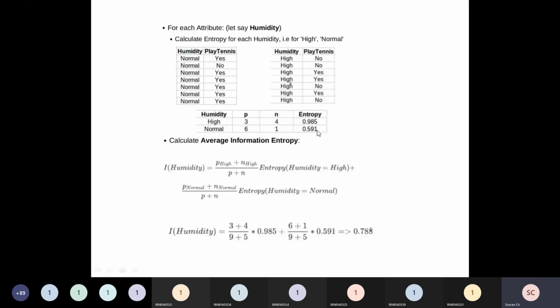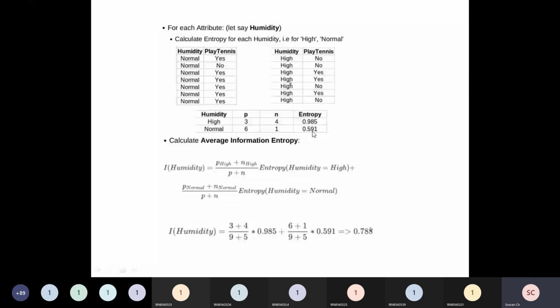Entropy calculation is done by the formula which we have already discussed, which we have seen a couple of times already, right? Minus P by P plus N, log of P by P plus N, minus N by P plus N into log of N by P plus N. So that formula you will apply. P and N values are given here. You apply the entropy formula, you will get the entropy. So the entropy for high humidity value is 0.985. When humidity value is normal, based on the number of positive and negative examples, the entropy is 0.591.